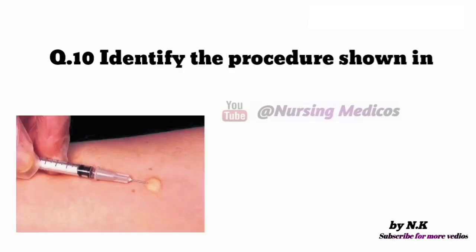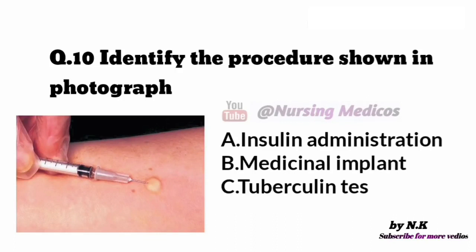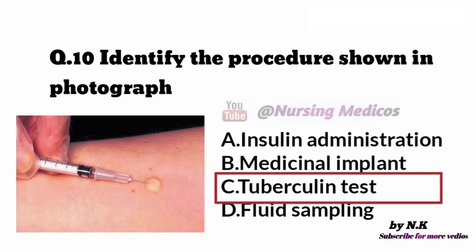Next one. Identify the procedure shown in this photograph. A. Insulin given. B. Medicine implant. C. Tuberculin test. D. Fluid sampling. For that, answer is C.